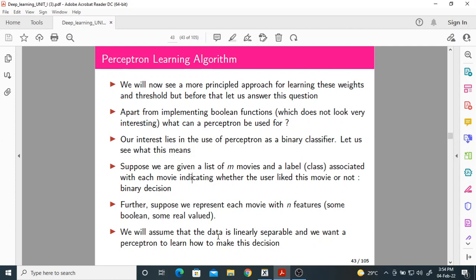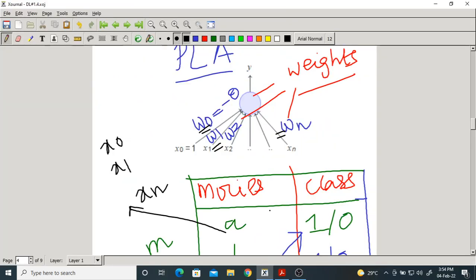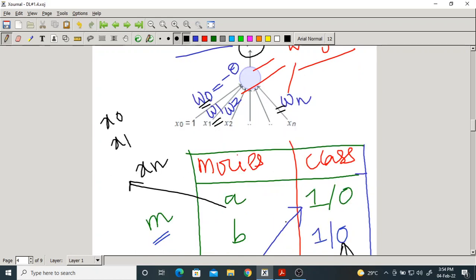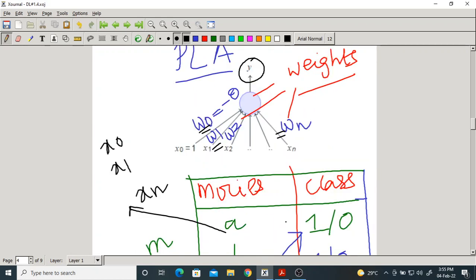So we will assume that the data is linearly separable and we want to teach our perceptron to make the correct decision. I should make the correct decision based on the training data given to the perceptron. How can it make the correct decision? By choosing the proper weights. So basically we have to learn these weights in a proper way.